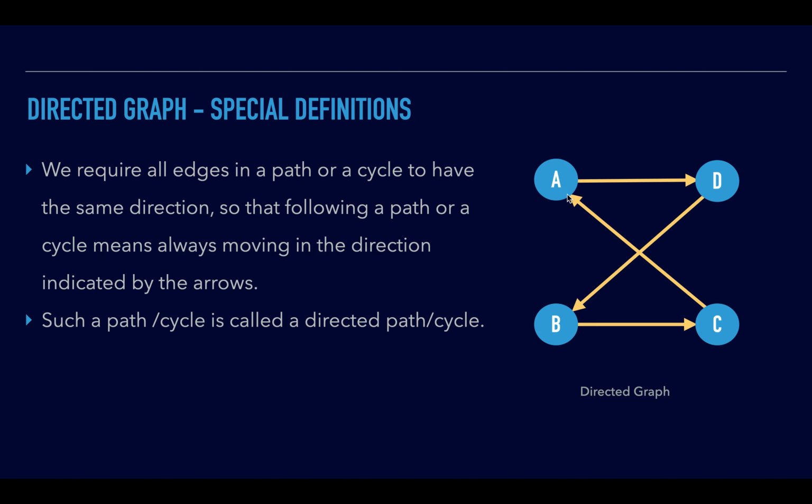And if I am looking for a path from A to B in this form, that is A to C then C to B, that path does not exist, because this arrow's direction is not from A to C and this arrow's direction is not from C to B. So whenever you define certain terms like path or cycle in the case of a directed graph, we have to take care of the direction of the arrow.